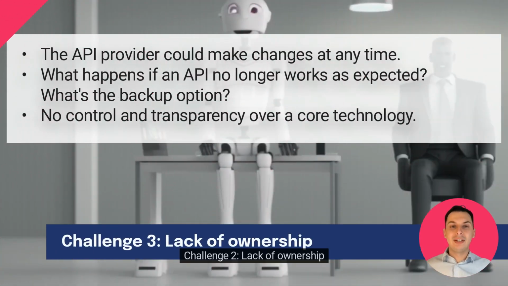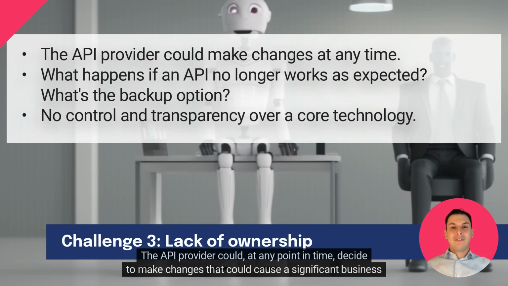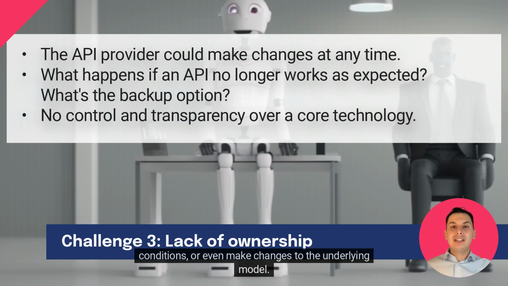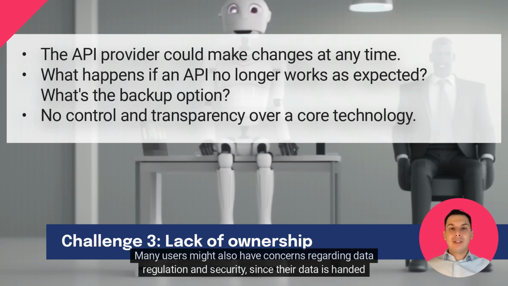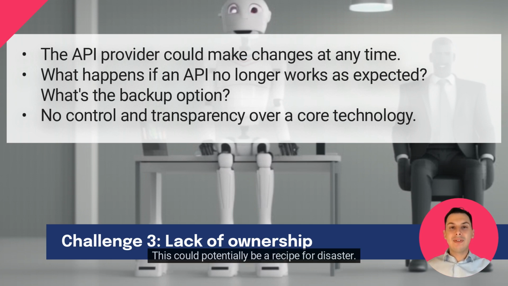Challenge 3: lack of ownership. The reliance on LLM APIs also creates a number of business risks. The API provider could, at any point in time, decide to make changes that could cause a significant business impact. For example, they could decide to change the price of the API, change the fee structure, the terms and conditions, or even make changes to the underlying model. Many users might also have concerns regarding data regulation and security, since their data is handed over to third parties. This could potentially be a recipe for disaster.